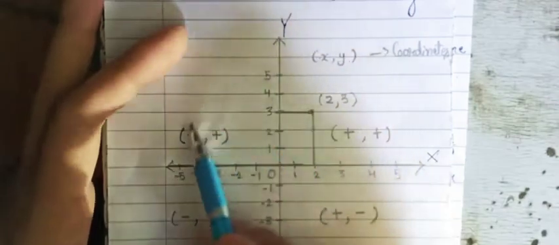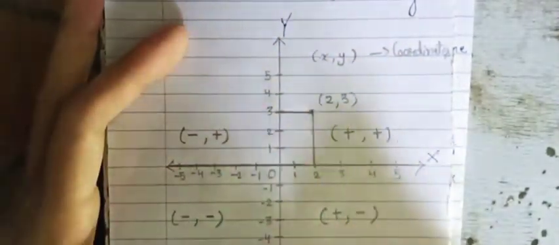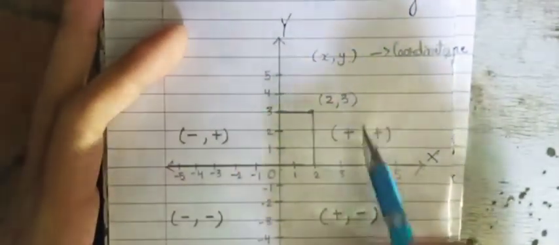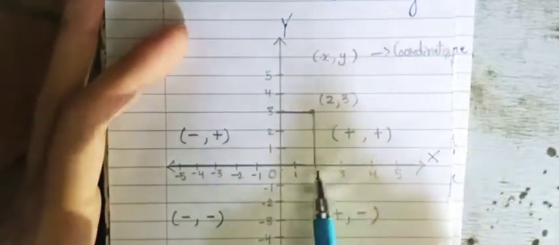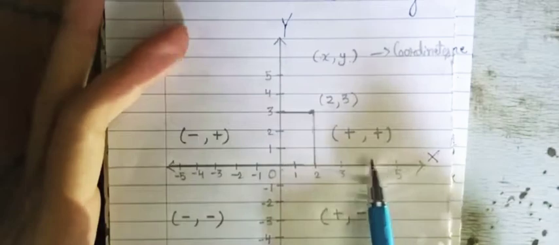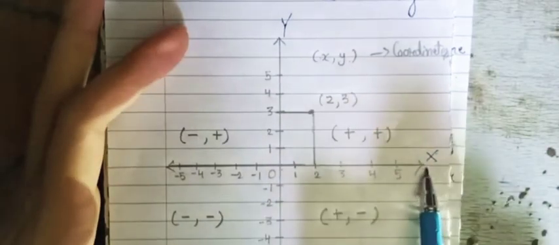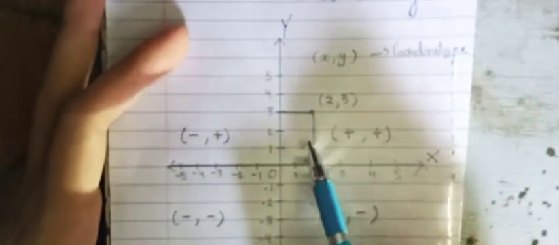I have made four quadrants, and I will explain what these four quadrants mean. In the first quadrant all the values are positive. That means the x-coordinate is positive and the y-coordinate is also positive. Nothing is negative here. So both the coordinates are positive.